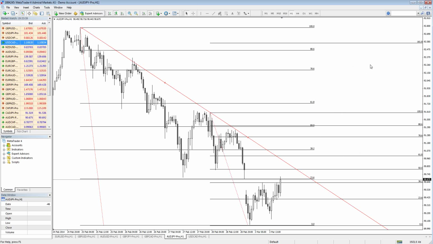Why don't we risk here? I would probably, and I'm still waiting for that setup. I wait for, this is not a retest, Adrian. In setups like this, I trade the first hit of the level.